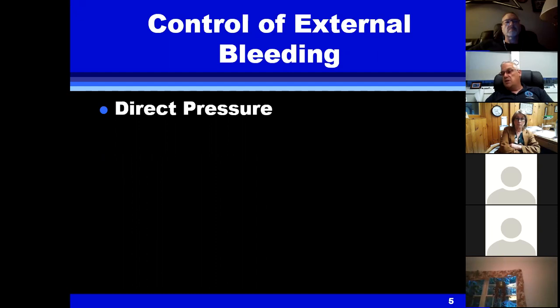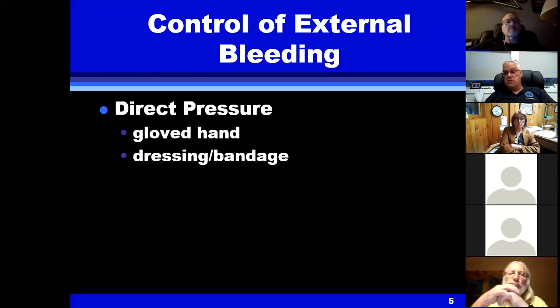But thankfully, for what we do, it's pretty rare. In the military, it's a bigger issue, but what we do, it's pretty rare to have that kind of junctional trauma. But on an extremity, we can definitely control it. So direct pressure with hemostatic gauze, for the most part, will stop the vast majority of your bleeding.